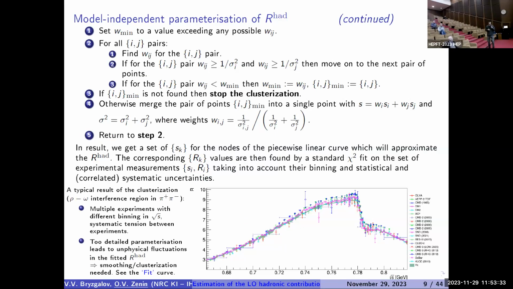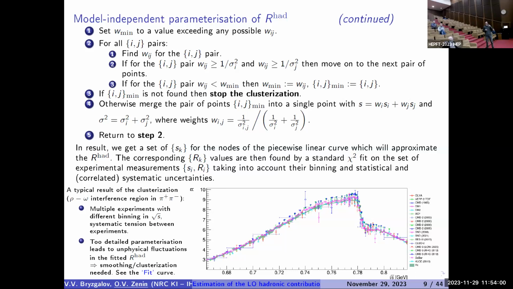I would just like to mention that one can prove that it always converges, and that it's stable with respect to small variations of positions of experimental points, both in energy and in the cross-section value.